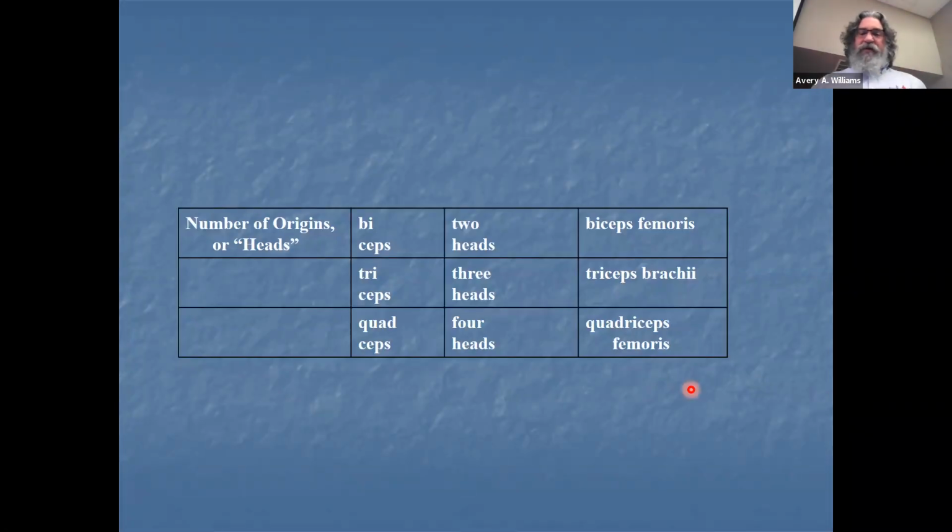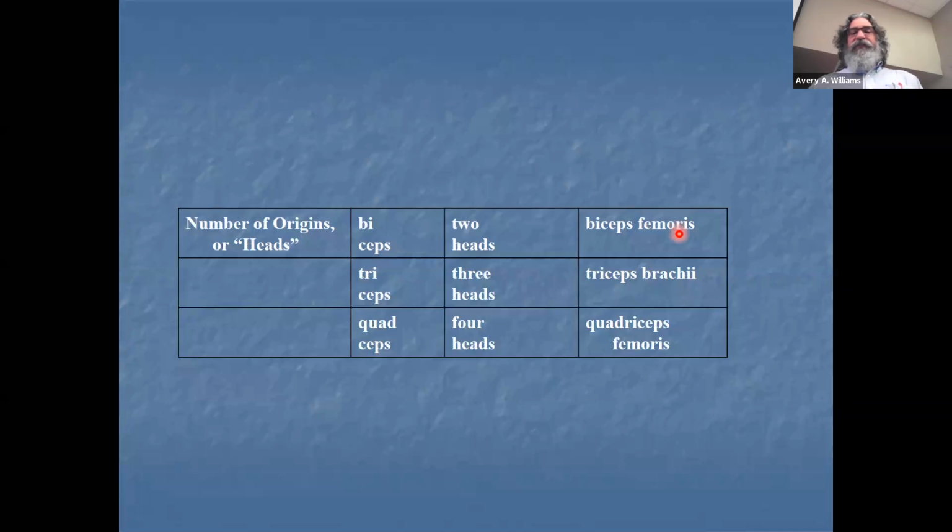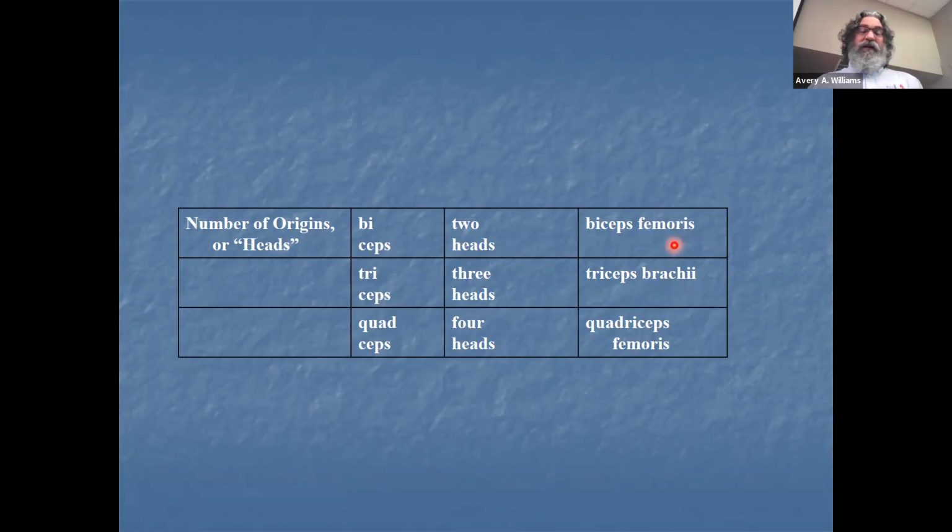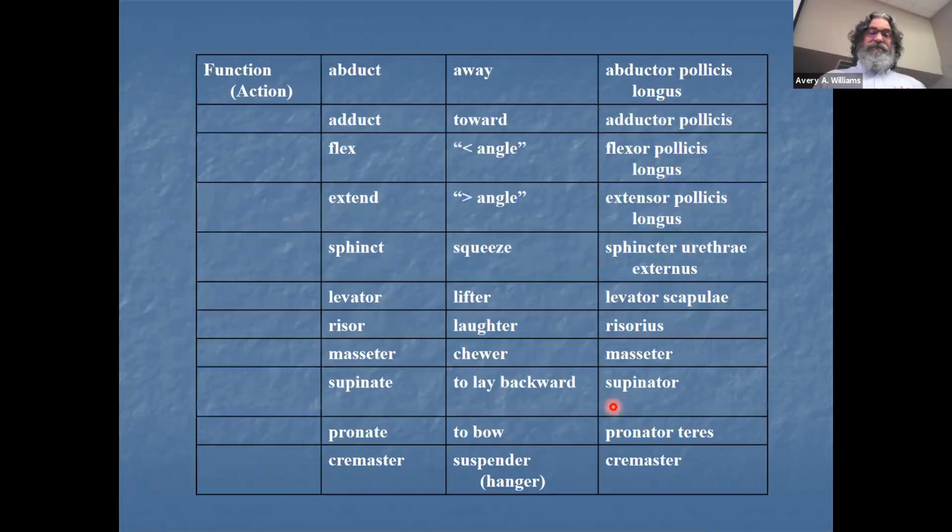Same thing. Anyway, biceps femoris, a 2-headed muscle in the femur. Triceps brachii, brachii for upper arm, right? The 3-headed muscle associated with the humerus. See how that works? So named according to their number of heads and location, okay? And then this is our 7th criterion, our last one.